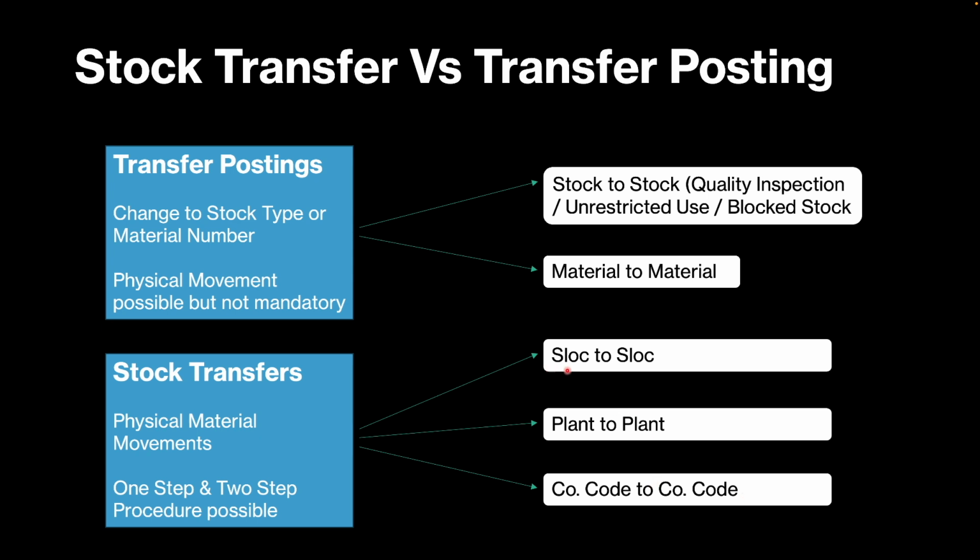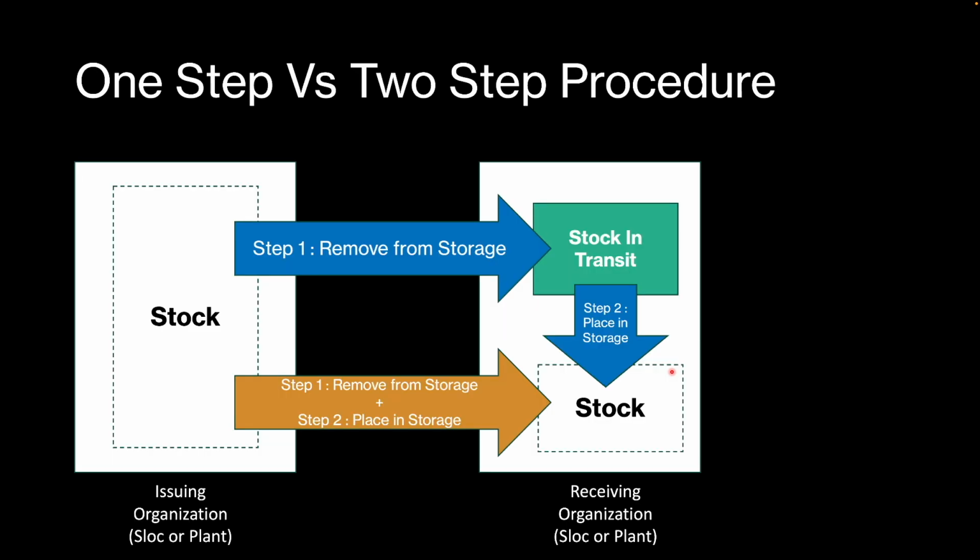Today, we are going to discuss this process, that is transferring the material from one storage location to another. Now, first of all, let's understand what is the difference between single step and two-step procedure. As we saw in our previous slide, for stock transfer process, two-step procedure is also possible. So as you can see on the screen, you have an issuing organization and a receiving organization. The issuing organization or the receiving organization can be a storage location or a plant, and the material transfer will happen between these two organizations. That is, the issuing organization will issue the material and the receiving organization will receive the material.